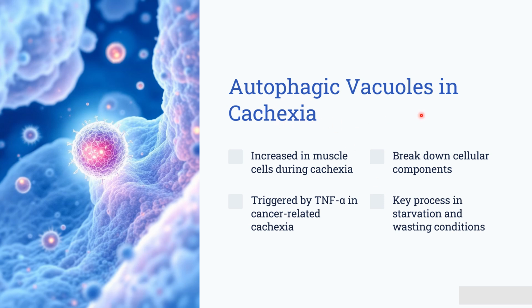This is another important thing which might be asked, which has already been asked in US exams. It is increased in muscle cells during cachexia. When does cachexia happen? Cachexia happens during cancer, in wasting conditions, or in starvation. In all these conditions, TNF alpha is triggered. What causes muscle breakdown during cancer and in other diseases is the TNF alpha. So this is also one question.